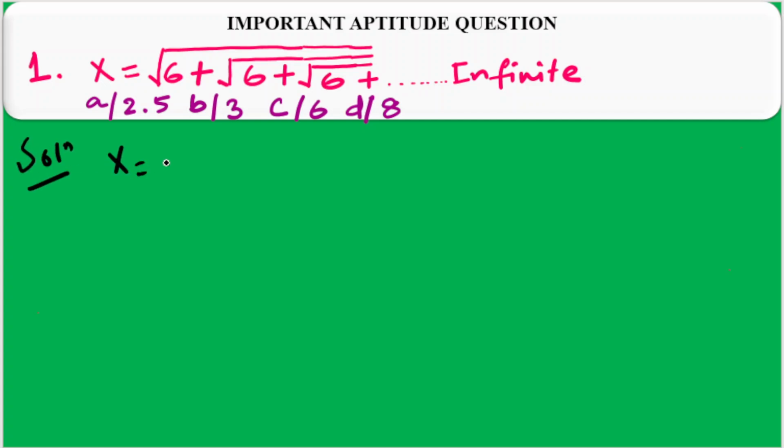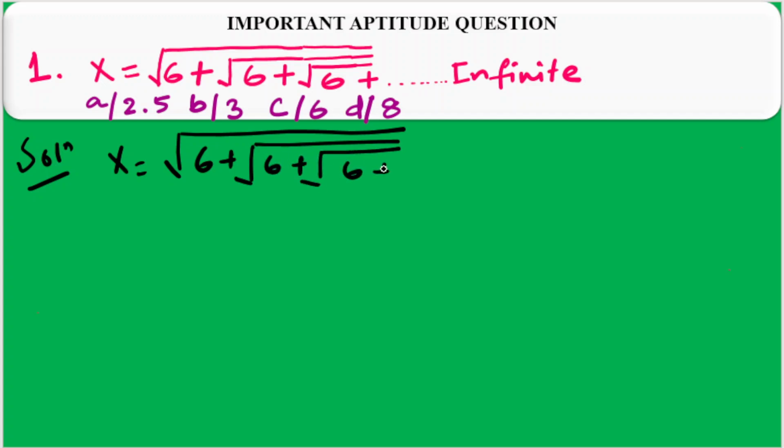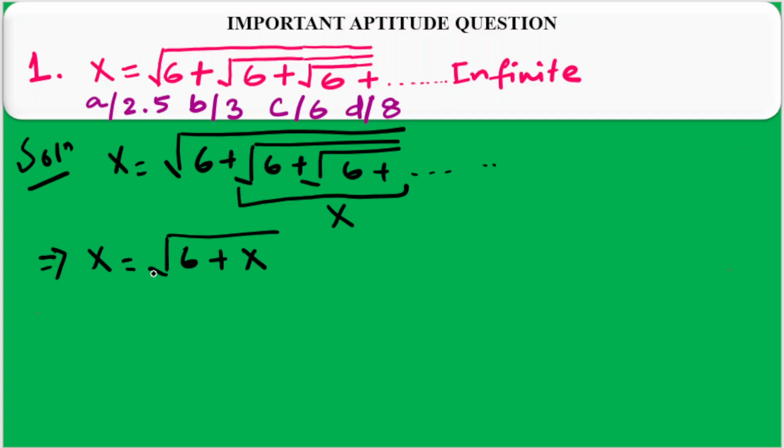Question is given as x equal to square root of 6 plus square root of 6 plus square root of 6, up to infinite time it is given. First step we have to do is we need to assume this square root of 6 plus square root of 6, this part as x. So the equation will become x equal to square root of 6 plus x.